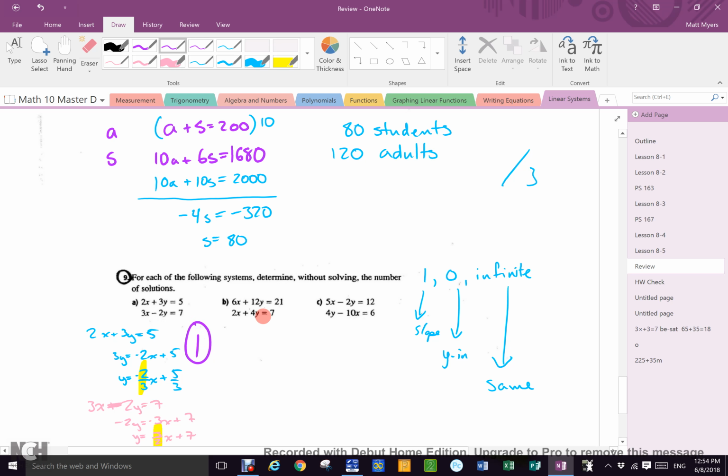1. Go to here. These are all 1 mark each. Go to here. 2 and 6. Oh, they work together pretty well, don't they? It's times 3, isn't it? 4 and 12. It's times 3. 7, 21. Times 3. So these are the exact same line. So what is it? Infinite.